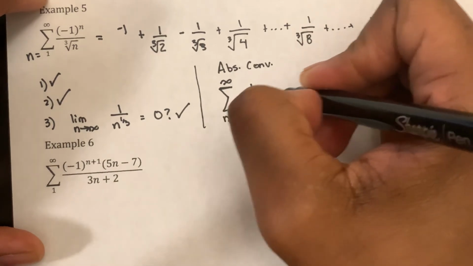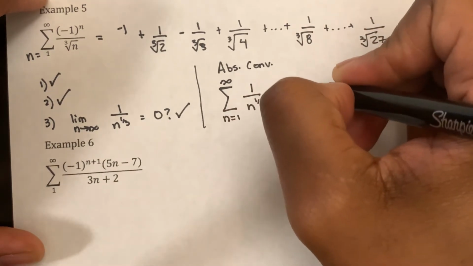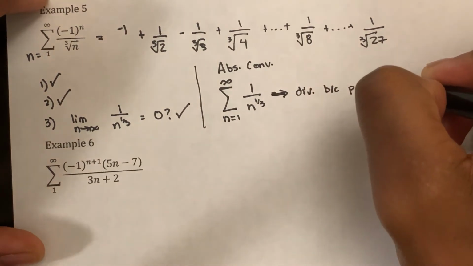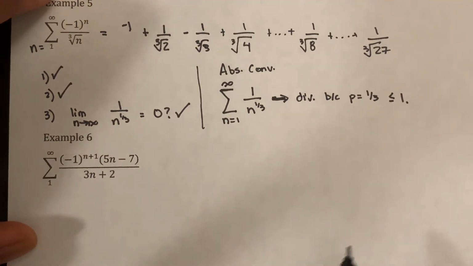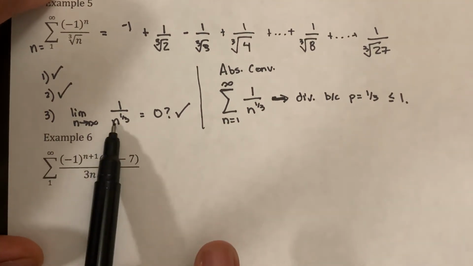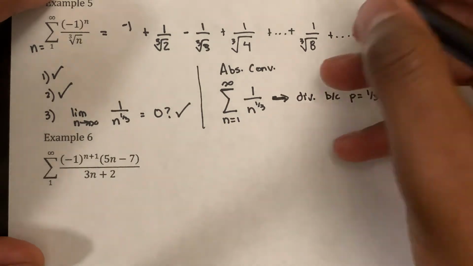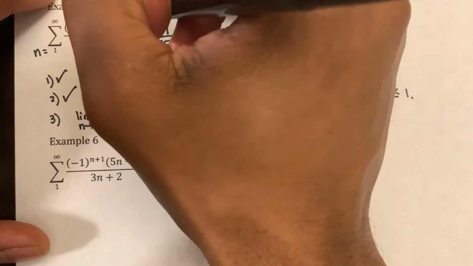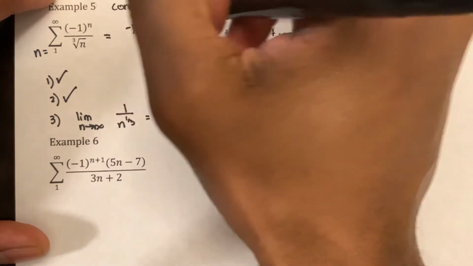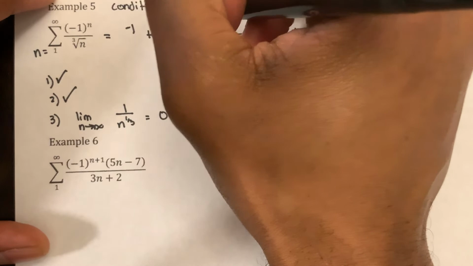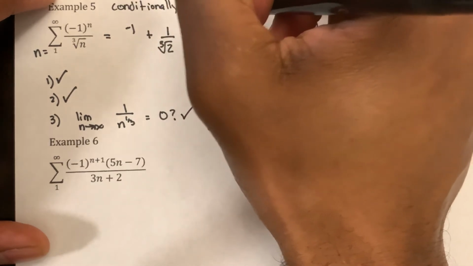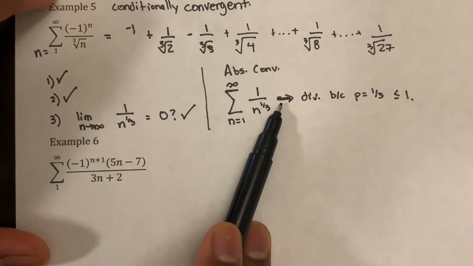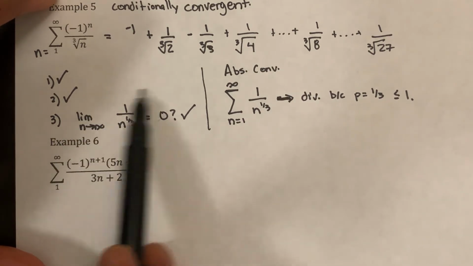So not equals, but this is going to be divergent because p equals 1/3, which is less than or equal to 1. So by the p series, this time we're going to end up with a series that is only, I ran out of room, so we're going to put conditionally convergent. Alternating series test checks out. The test for absolute convergence does not work, so we end up with conditionally convergent.